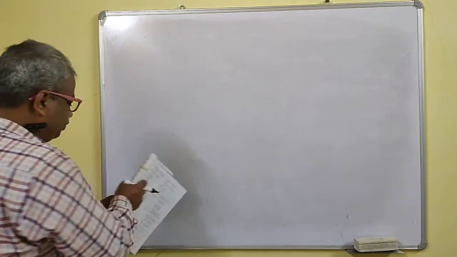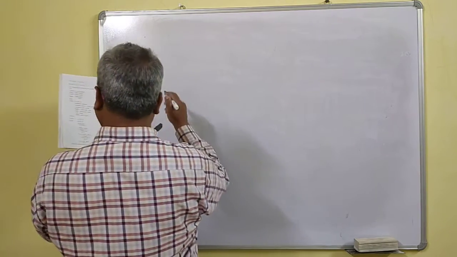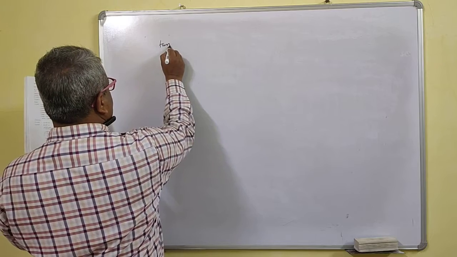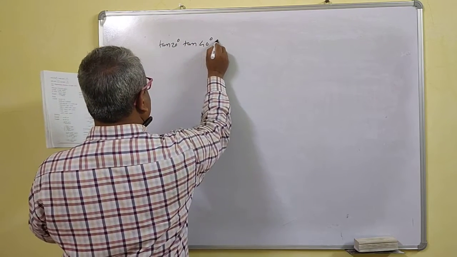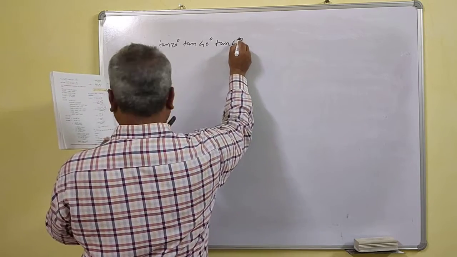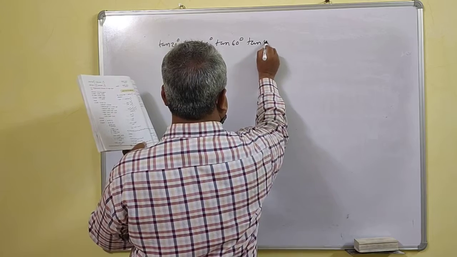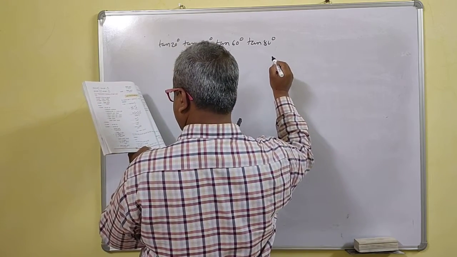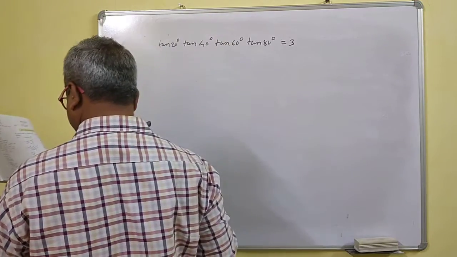Next, prove that tan 20 degree, tan 40 degree, tan 60 degree, tan 80 degree is equal to 3.